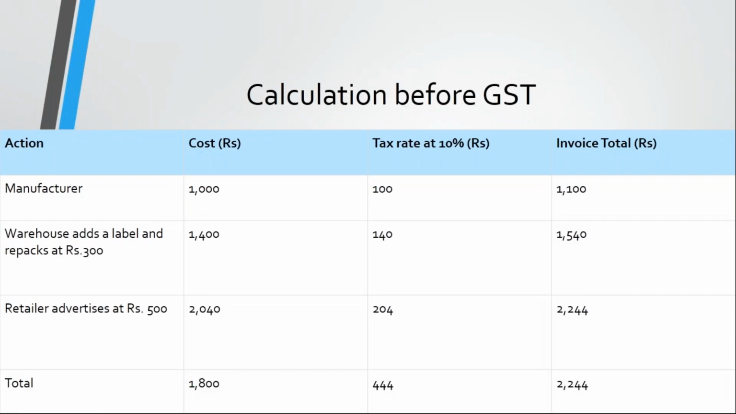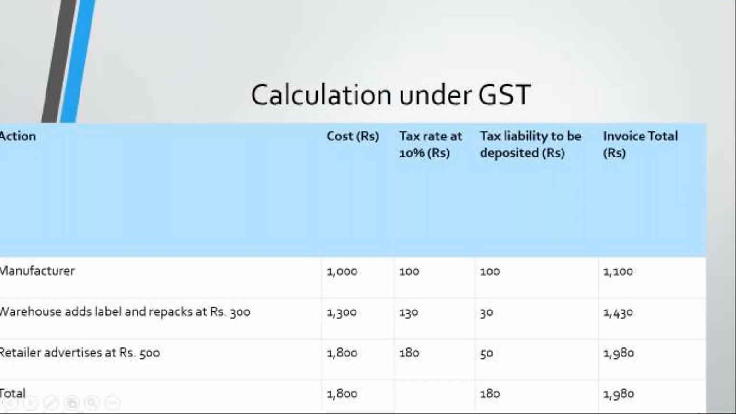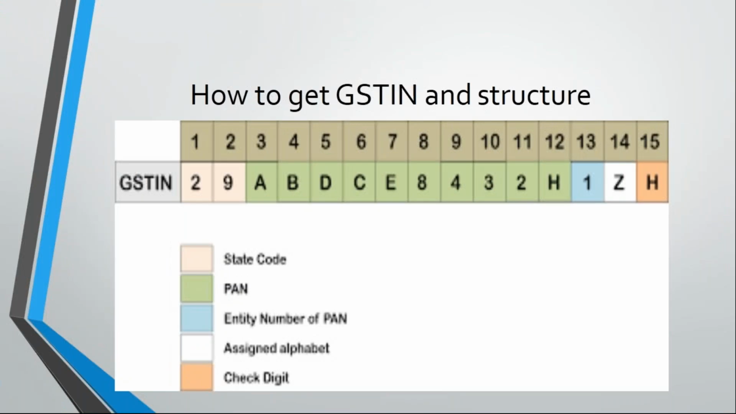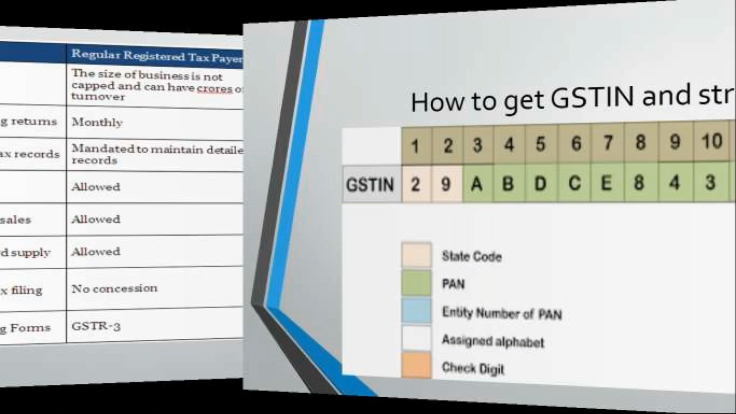Now, as I told you about the margin, goods go from wholesaler to retailer, and retailer onward. Finally, before GST, the cost of the product becomes 2,244, and after GST, the cost becomes 1,980. So the cost is reduced; GST has reduced this effect. Because of that, we are using GST. This is the GST structure and identification number.